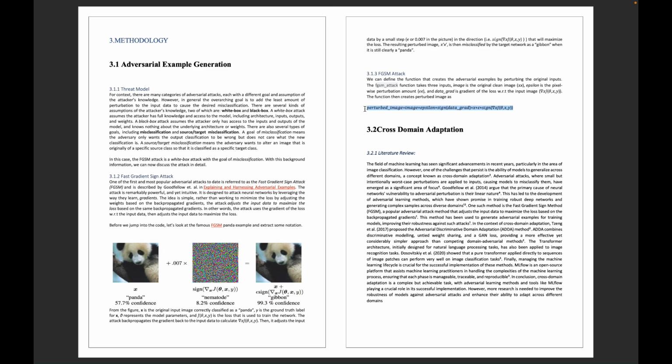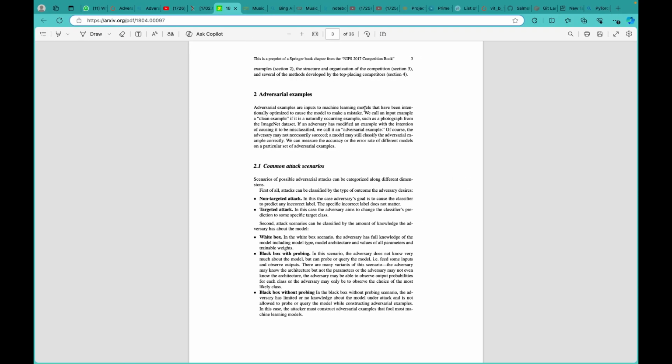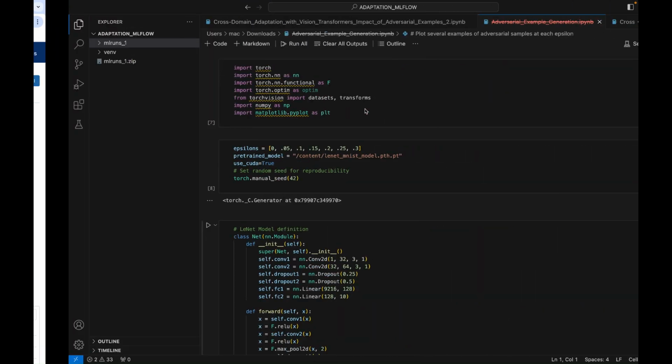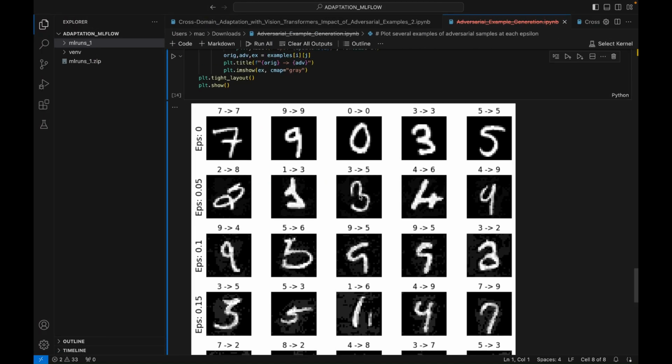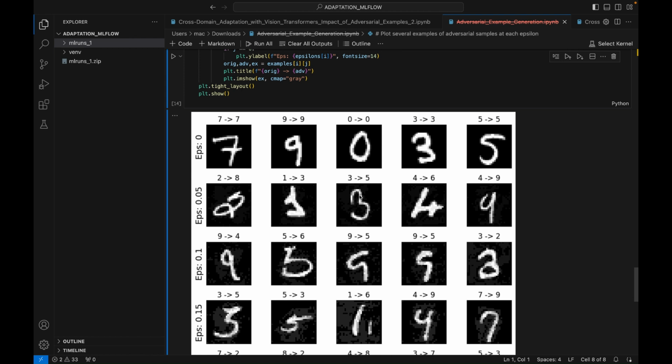So this is self-explanatory, so I'm not explaining this now. Okay, so the examples have been created. When epsilon was 0, 7, 7, 9, 9, 0, 0, they were detected right. I changed it a little bit, to 0.05. Then it started to identify them wrongly, like 2 to 8, 1 to 3, 3 to 5. So we tried to make this robust.